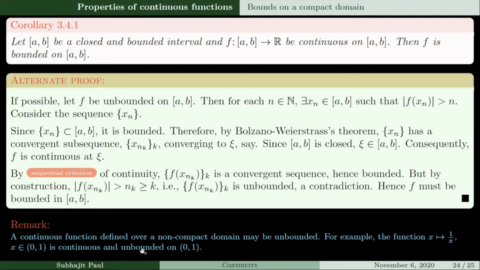Remark: a continuous function defined over a non-compact domain may be unbounded. For example, the function x going to 1 over x, defined on the open interval (0, 1), which is not a compact set, is a continuous function but unbounded on (0, 1). As x tends to 0, it gets bigger and bigger.